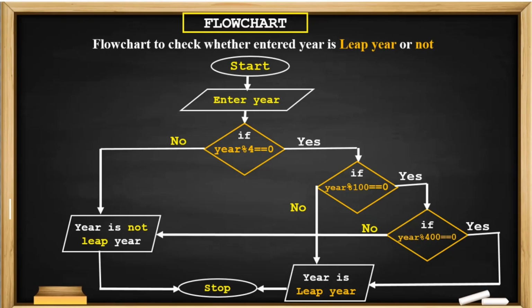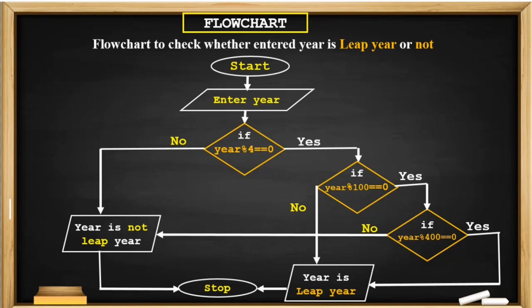Now we are going to study the flowchart to check whether entered year is a leap year or not. First, we shall enter a year as shown in the input-output block. Then we check the condition whether it is exactly divisible by 4 or not by using year mod 4 double equal to 0. If it is exactly divisible by 4, then we will check whether it is a centurieth year or not by using the condition year mod 100 double equals to 0.